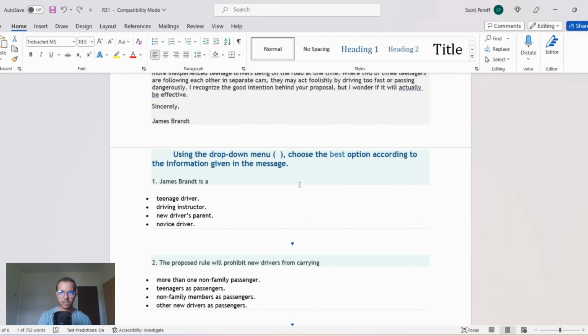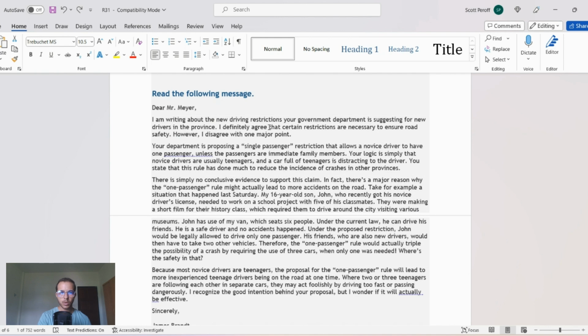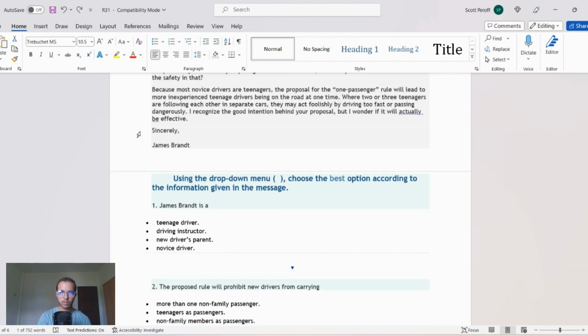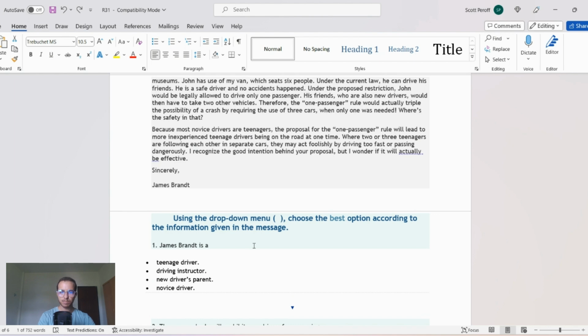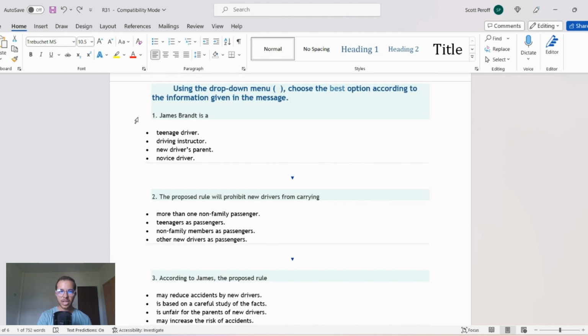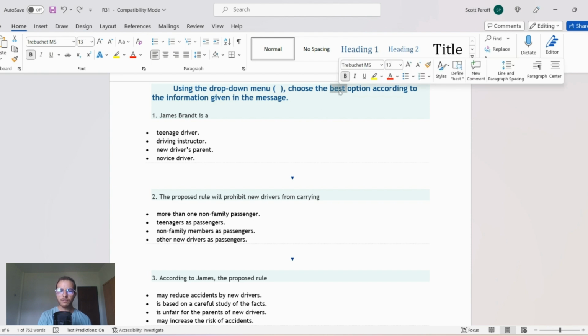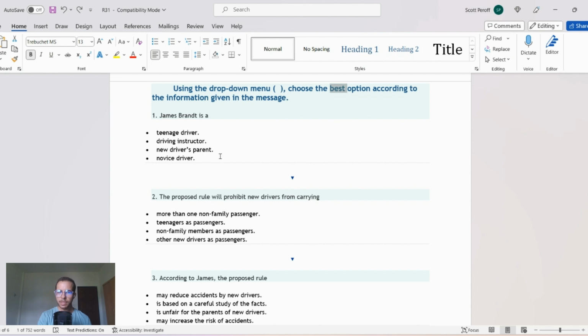Right, so then we go back to the article and we're going to read quickly. So you can skim read, you're looking for the information. Question 1 said James Brandt is a teenage driver, a driving instructor, a new driver's parent, or a novice driver. Now keep in mind, we're looking for the best option. Some of these might apply to many. So there might be multiple somewhat correct answers, but we're looking for the best answer.